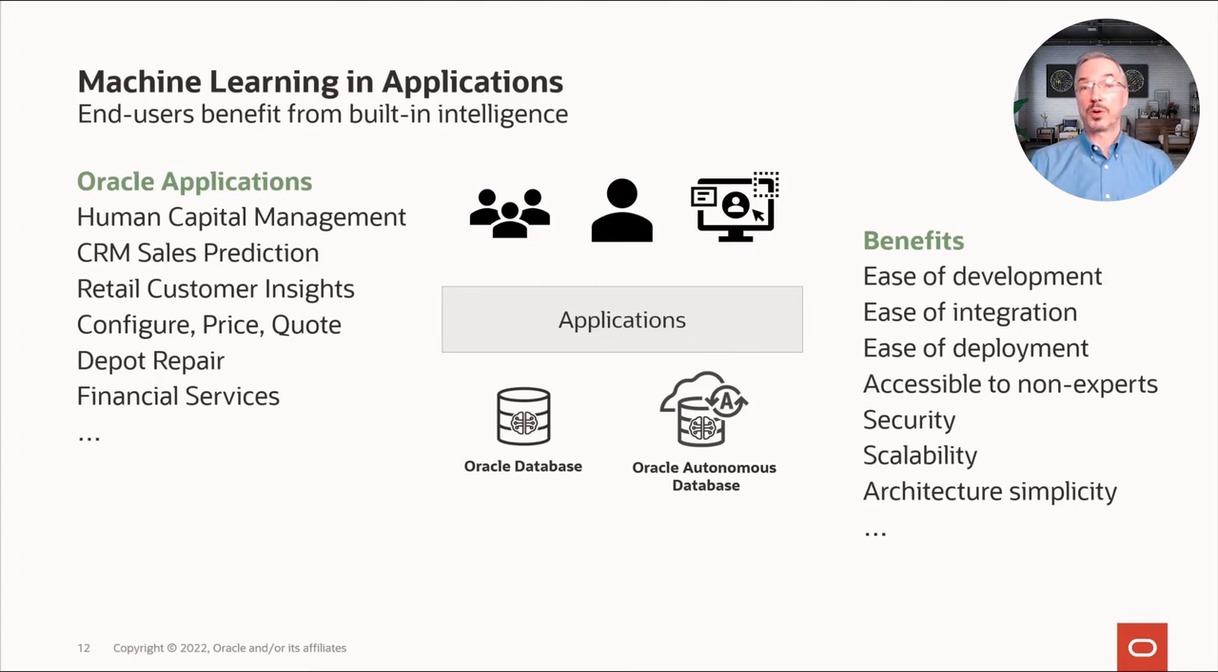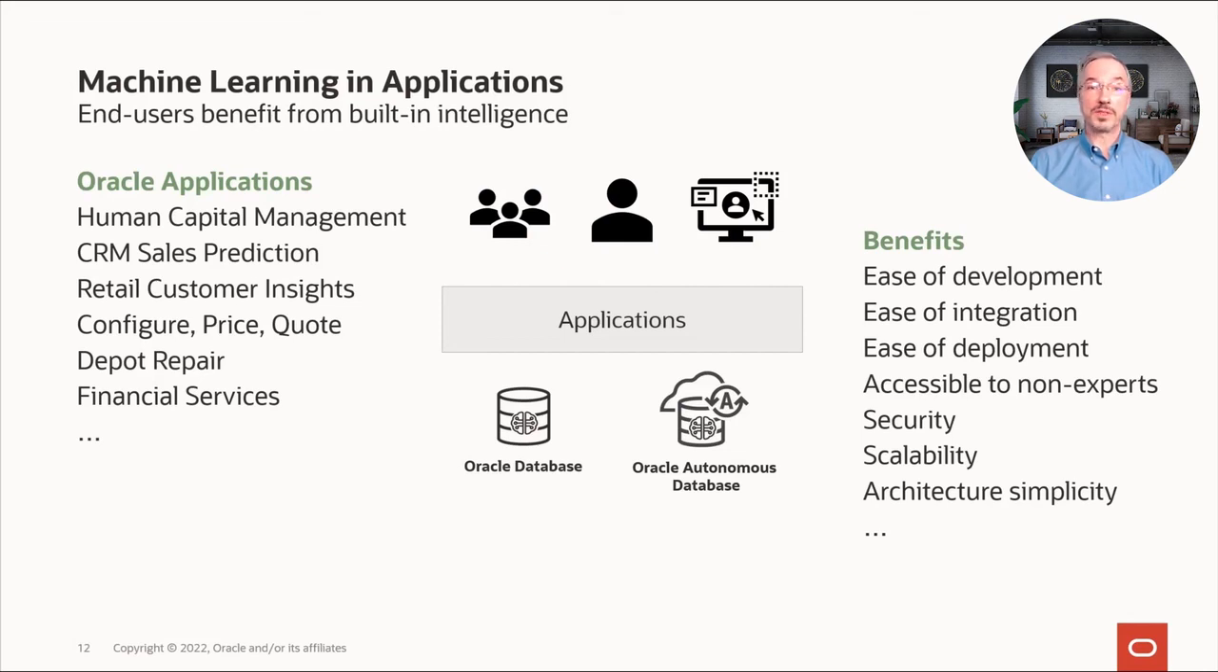For example, Oracle HCM can identify employees likely to leave, along with the top reasons, and explore what-if scenarios. Configure Price Quote can predict the likelihood that customers will purchase at current pricing levels, as well as the win probability to guide sales activities. Depot Repair can predict root cause and best fix for equipment, while allowing users to automatically apply accepted recommendations.